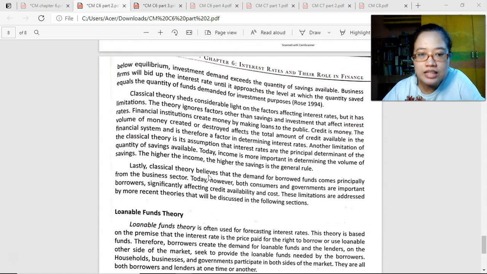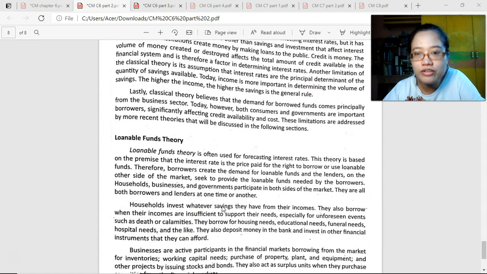Okay. Lastly, this theory believes that the demand for borrowed funds comes principally from the business sector. Although, yes, pero if you consider na yung mga small amount borrowers, madami naman kasi sila. So, yung aggregate amount niya is significant volume din, significant amount din. Today, however, both consumers and governments are important borrowers, significantly affecting credit availability and cost. These limitations are addressed by more recent theories that will be discussed in the following sections.